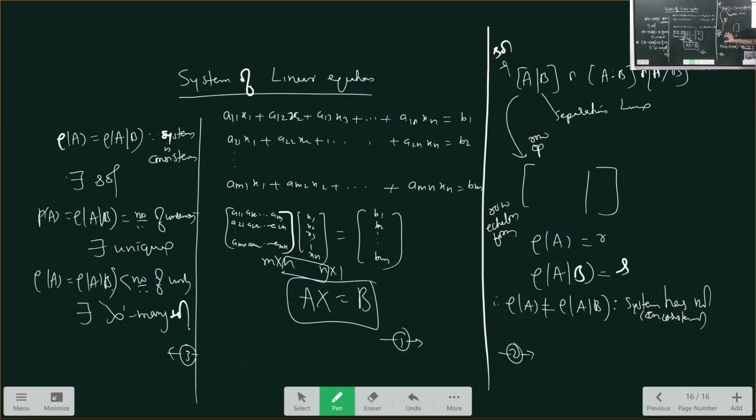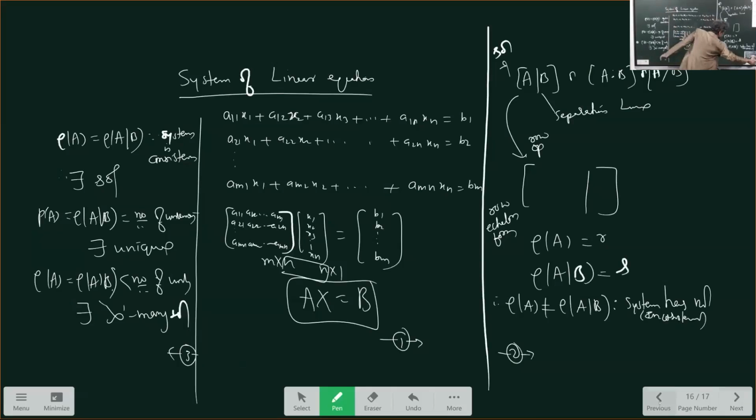So this slide is very important because it covers all the issues related to the system of linear equations. I'll share these notes today because it covers almost the first unit.